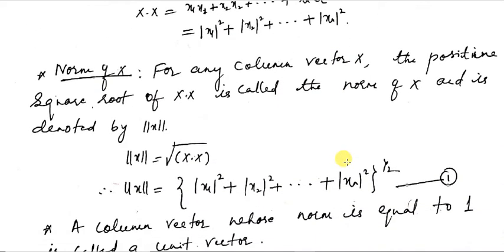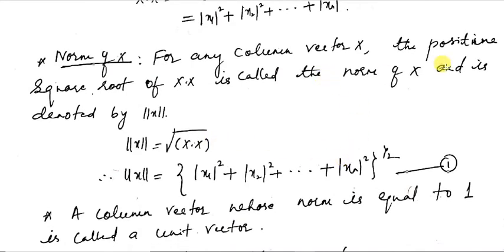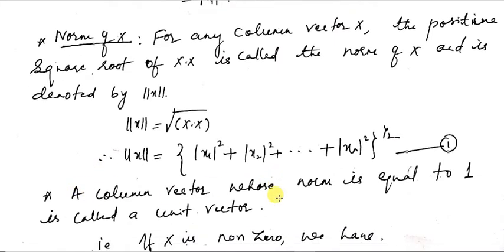Then what do we mean by the norm of x? For any column vector x, the positive square root of the inner product of x with x is called the norm of x, and it is denoted by double line x. So the norm is nothing but the square root of the inner product of x with x. So norm x is equal to the square root of the inner product of x, which is equal to x1 square plus x2 square plus and so on xn square, whole to the power 1 by 2. A column vector whose norm is equal to 1 is called the unit vector.